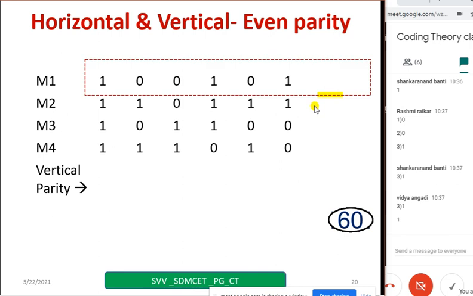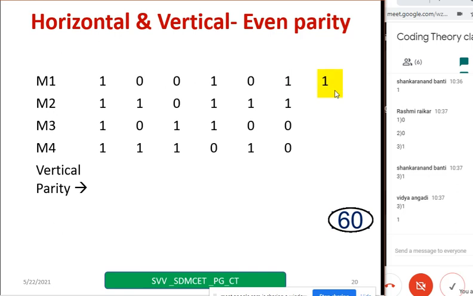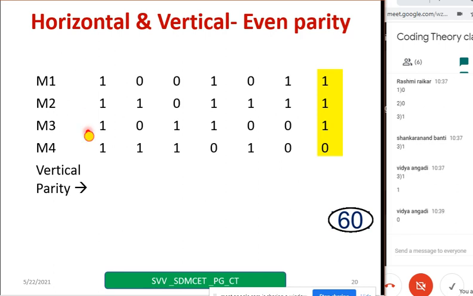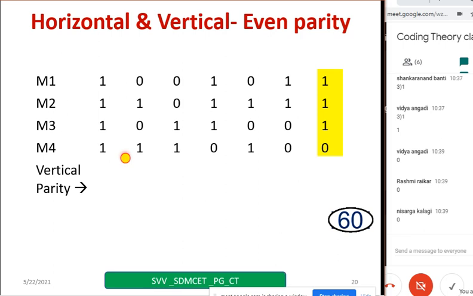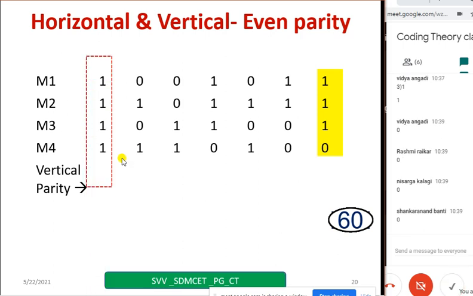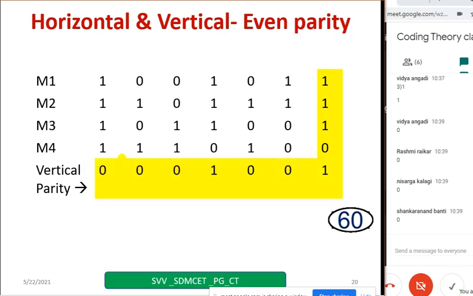See, number of 1s should be even. Okay, 1, 2, 3. It should be even means it should be 4. Now I am appending a 1. Similarly, remaining I can do it. And now, whatever I have done, it is for a row. Similarly, I can do it for column. So, for the first column, can any one of you type whether it should be 0 or 1? Either it should be 0 or 1. I think Vidya is typing, Rashmi has typed 0. Similarly, here it should be 0, correct. Remaining I am also doing.